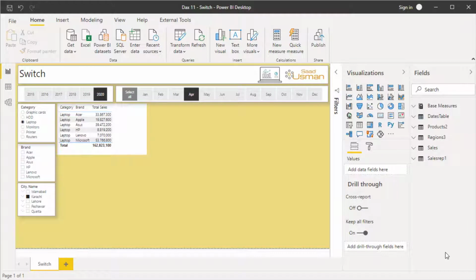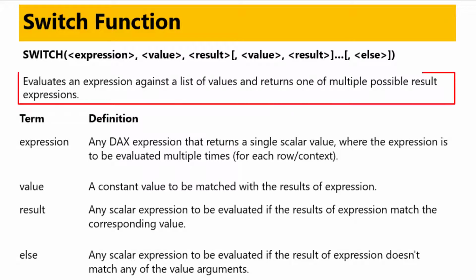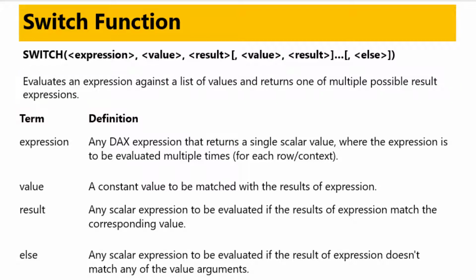In today's video, we are going to discuss a DAX function called SWITCH. As per the Microsoft documentation, the SWITCH function evaluates an expression against a list of values and returns one of multiple possible result expressions. It works in a similar way as the nested IF function. However, it is comparatively easier to set up in complex situations. In this video, we are going to discuss three different applications of the SWITCH function.